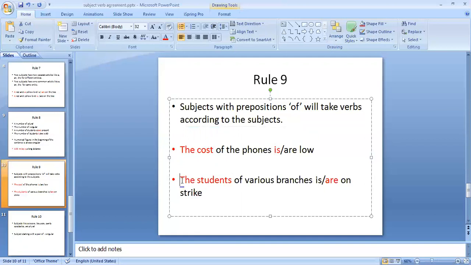Now look at the sentence: the students of various branches. Here the subject is not branches, it is the students of various branches. As per the rule, the noun in front of the preposition of should be considered. So the students is considered. So the answer is are. The students of various branches are on strike.